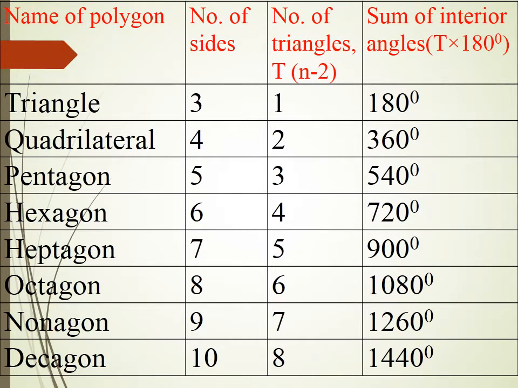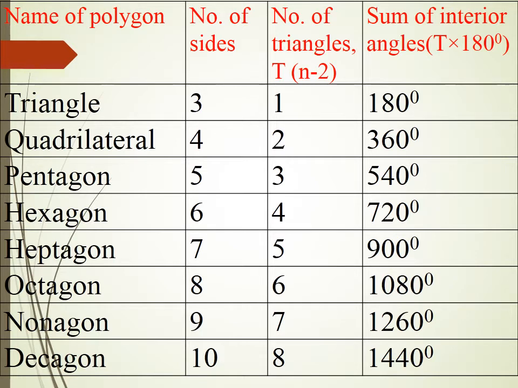We have the name of the polygon, the number of sides, and the number of triangles, that is T, which can be given by N minus 2. And then we have the sum of the interior angles, which can be given by T multiplied by 180 degrees. The first polygon is a triangle. A triangle has 3 sides. The number of triangles, of course, is 1. And then the sum of the interior angles is 1 times 180, and that gives us 180 degrees.